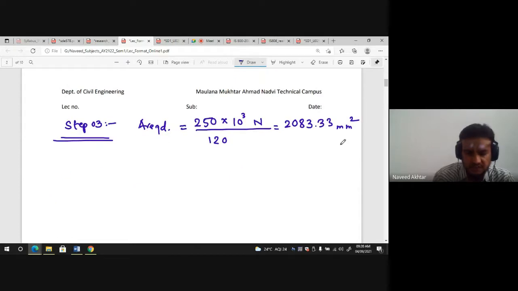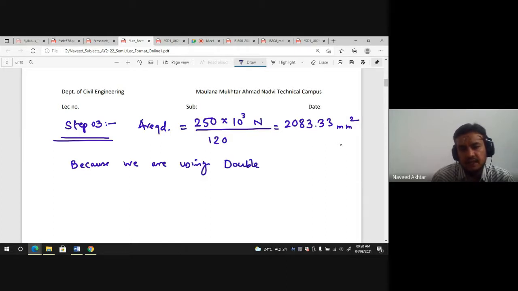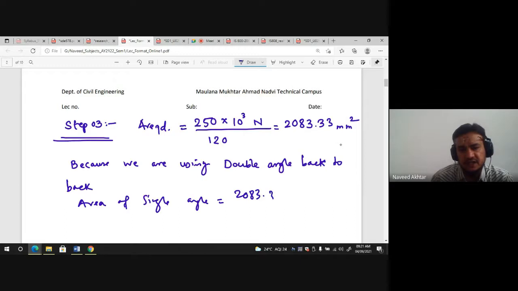So because we are using double angle back to back, then area of single angle will be 2083.33 divided by 2. So area required for single angle is 1041.66 mm².